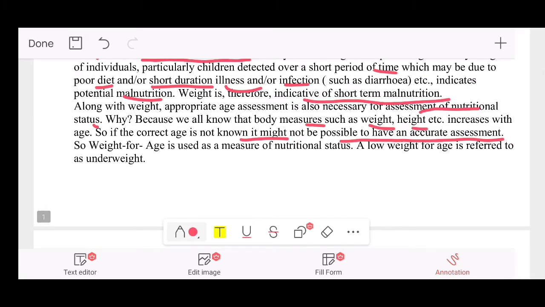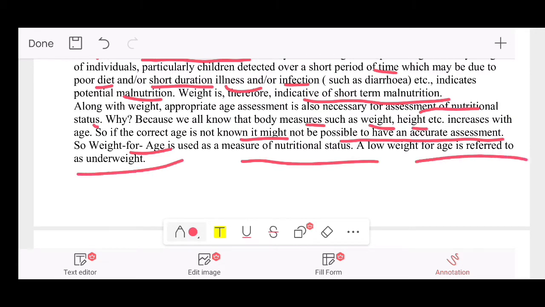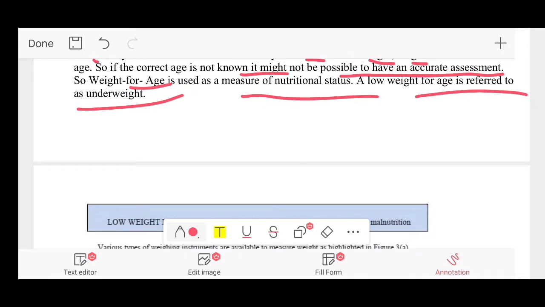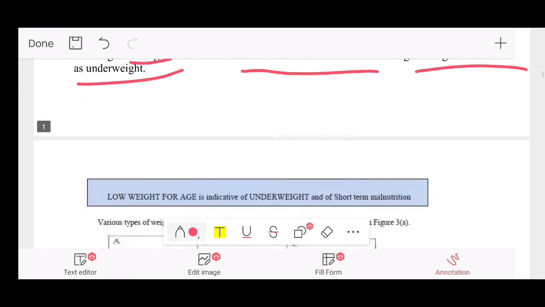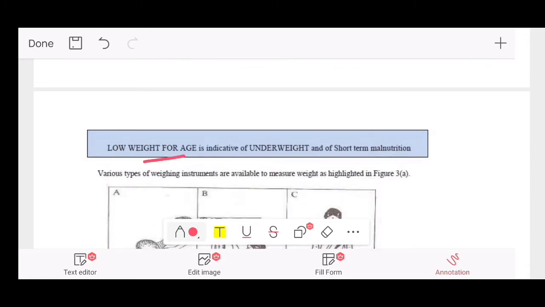So weight for age is used as a measure of nutritional status. A low weight for age is referred to as underweight. Means according to the age, if the weight is low, then it is known as low weight, or underweight. So low weight for age is indicative of underweight and short-term malnutrition. Means according to the age, if the weight is lower than the mean or the average, then we can say that this child is going towards a malnutrition condition.